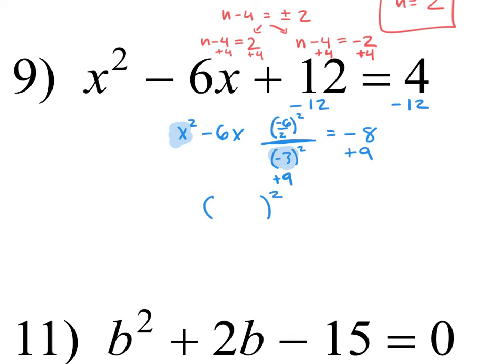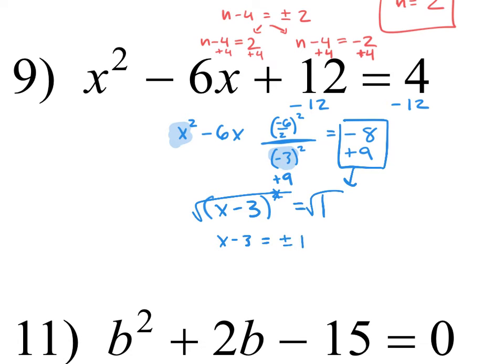Awesome. X minus 3. And then that's going to be equal to, what is negative 8 plus 9? 1. Now what do we have to do next? Square root both sides. So x minus 3 is equal to, what is the square root of 1? 1. What's that one thing we can't forget when we take the square root of both sides? Plus or minus 1.